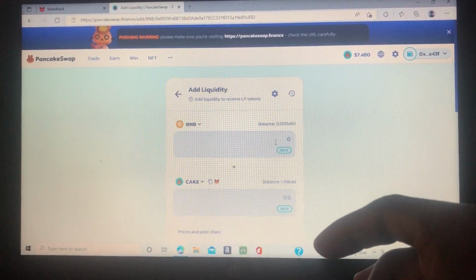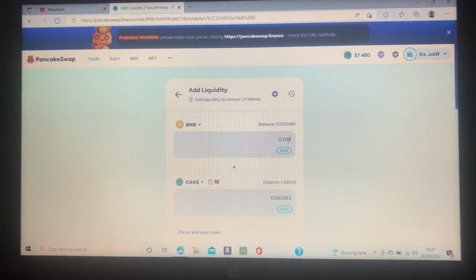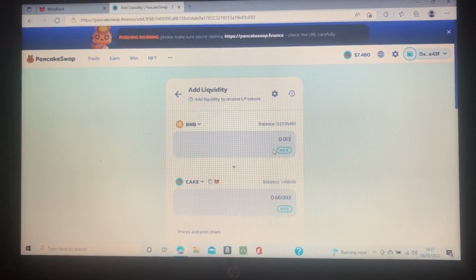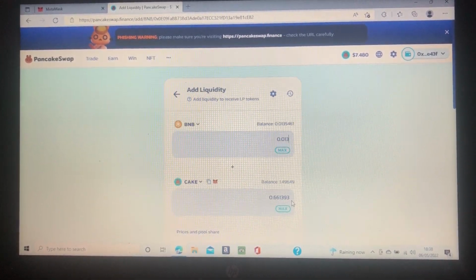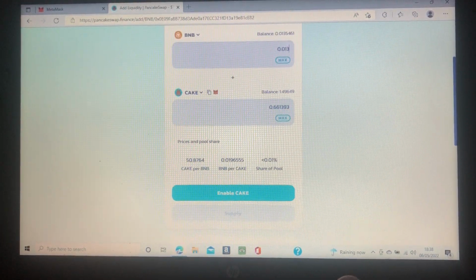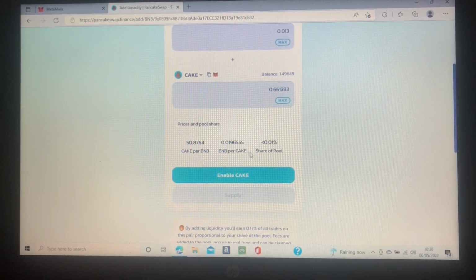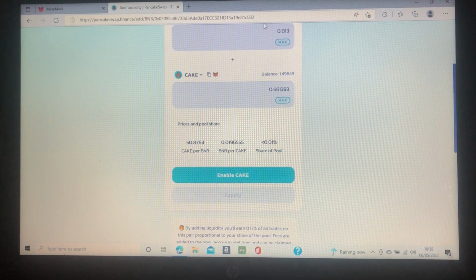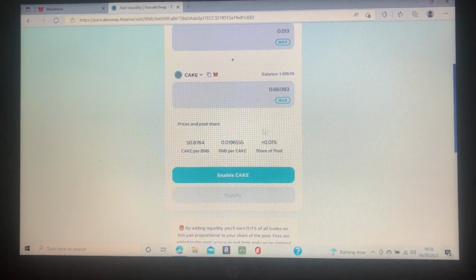0.0 what? 0.013. Okay, so 0.013 BNB for 0.661393 cake. This is the price of cake per BNB, the price of BNB per cake. Then my share, if I enable this liquidity pool, my share of this liquidity pool will be less than 0.01%.